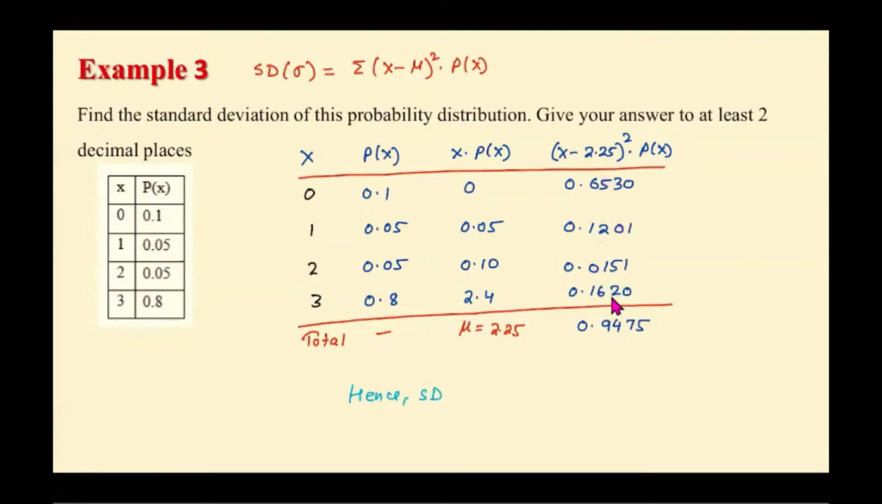Hence, the standard deviation is the square root of the sum of all these values, which is 0.9475. So the square root of 0.9475, if we take the square root, is 0.9734. So the standard deviation for the probability distribution that is given here is 0.9734. So that is the basic idea with the probability distribution.